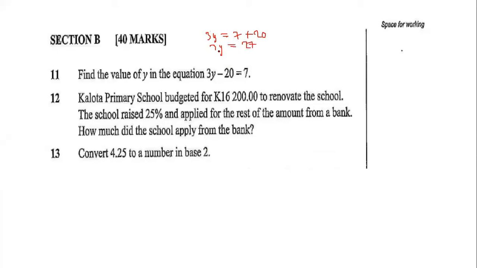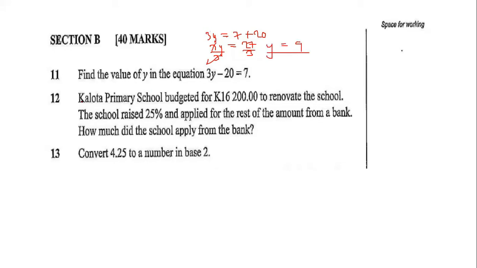So 27 there, then you divide by 3, and also you divide by what? By 3. So this one and that one goes, then y is equal to 9. So the value of y is equal to 9.